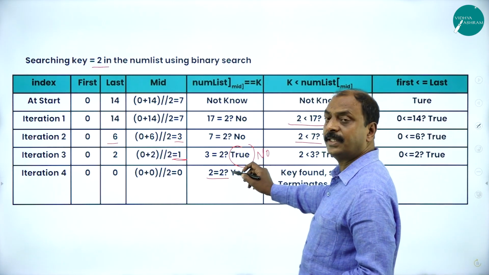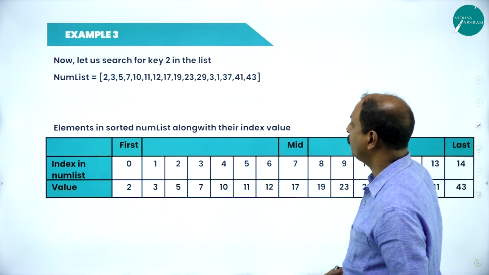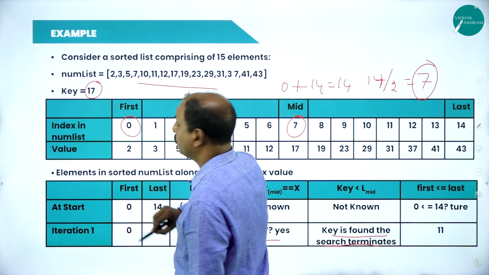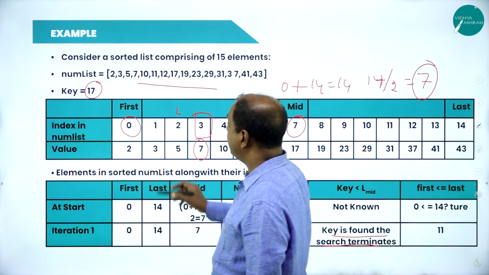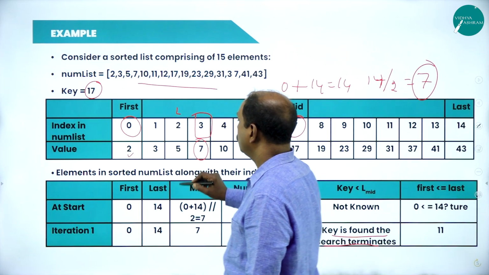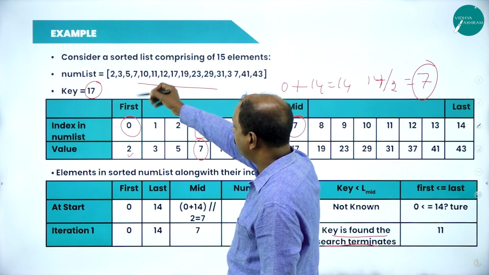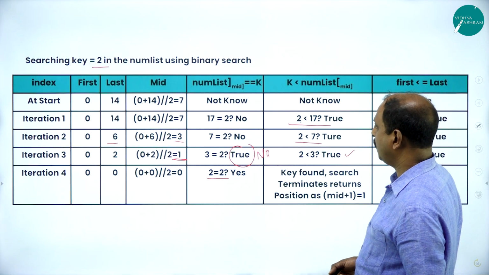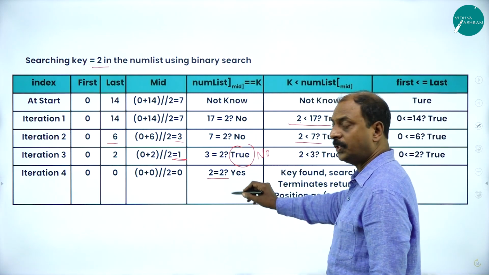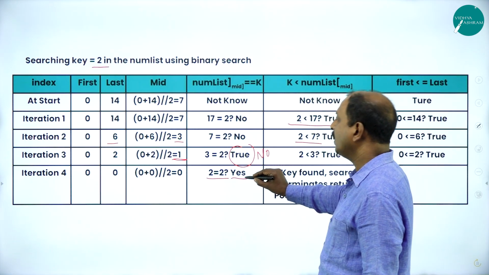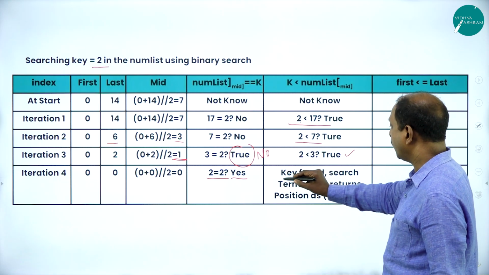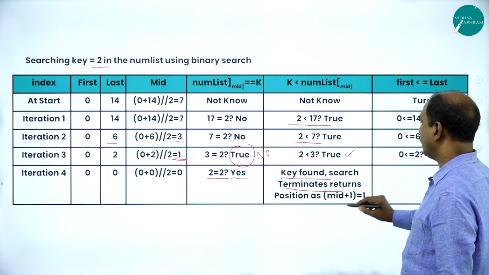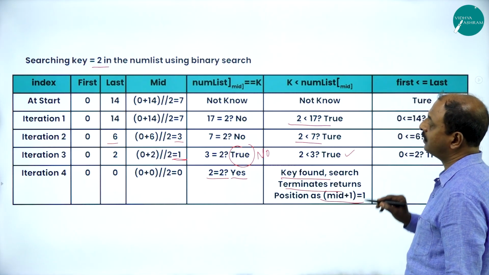And the element at the index 0 is 2. So here this 2 is matching with our key element 2 in this example. So 2 is equal to 2, yes. So the condition is true. Then we have to say that the element is found, key is found, and the search terminates and returns the position as mid plus 1.